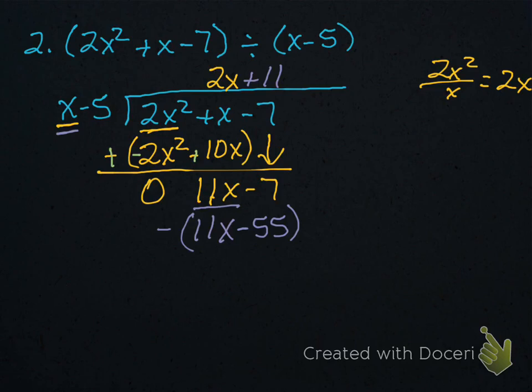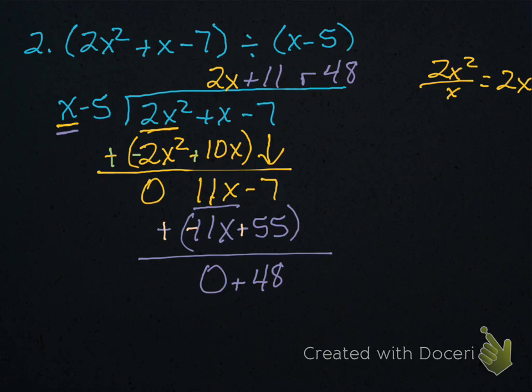Going to subtract that. Change my signs. 11x minus 11x is 0. Negative 7 plus 55 will be 48. So 2x squared plus x minus 7 divided by x minus 5 is 2x plus 11 with a remainder of 48.